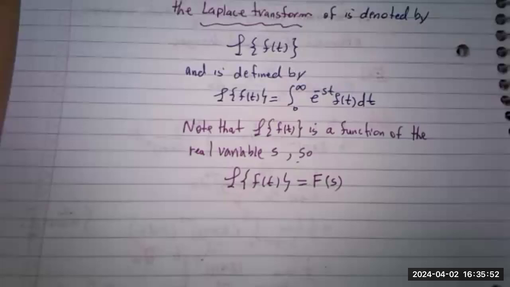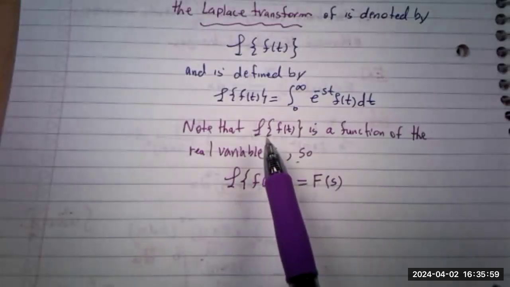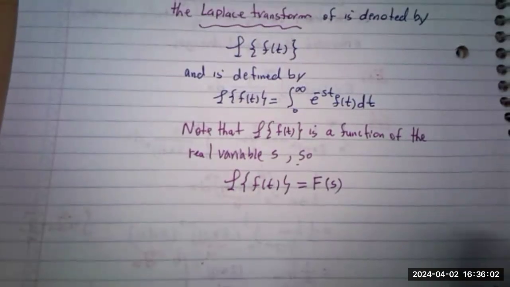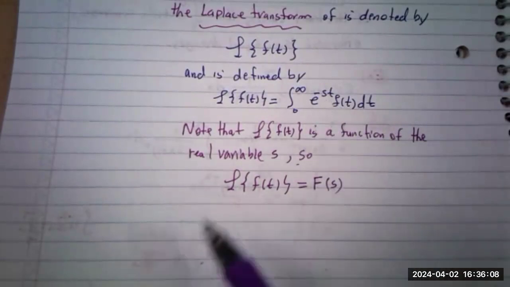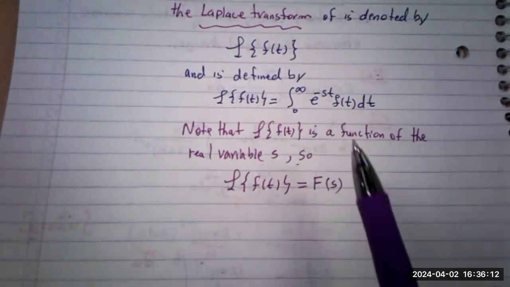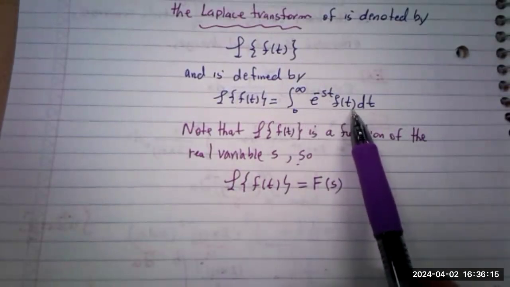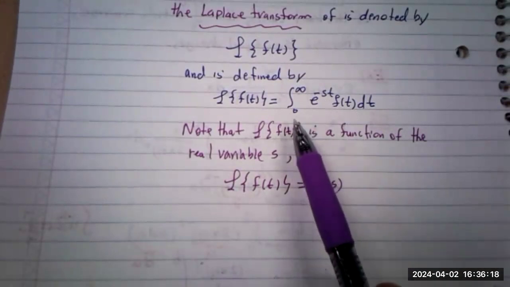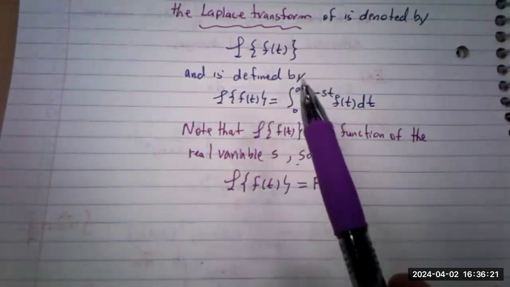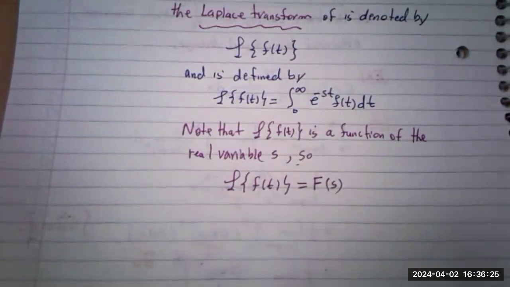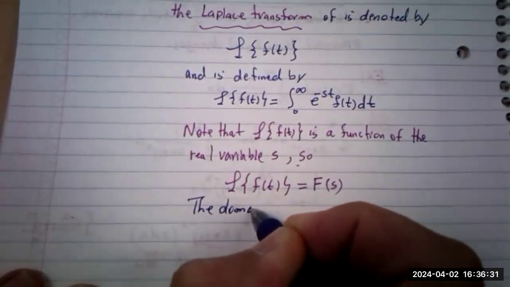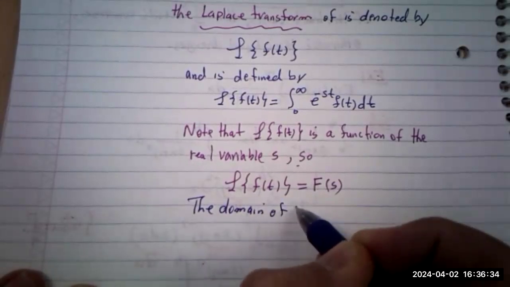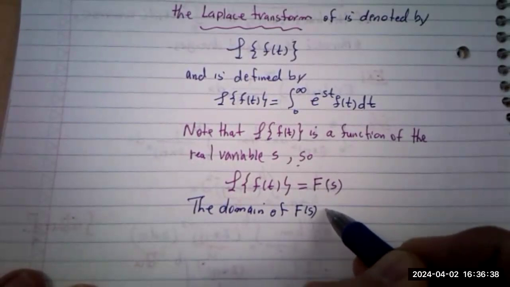Now the question is, what's the domain of this function? What's the domain of F of s? How are we going to get F of s? You get F of s if this improper integral does exist. The improper integral depends on s, so you may have to impose some condition on s so that this improper integral exists. So the domain of F of s and those values of s for which the improper integral converges are the same thing. So the domain of the function F of s is the set.